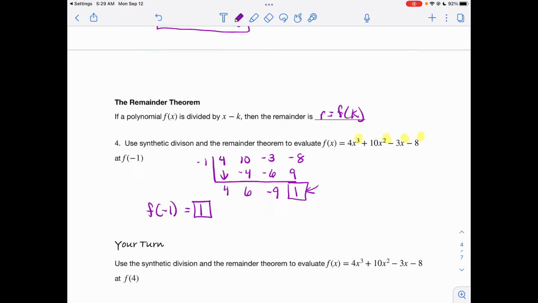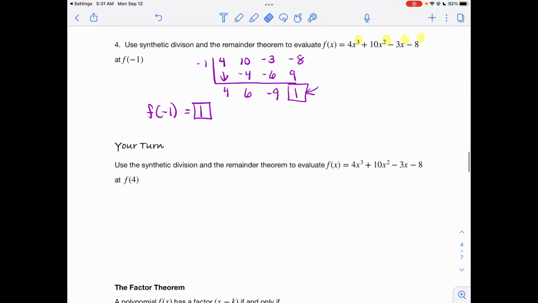And then you can also check this by doing what we learned last unit, just replace every x with negative 1, simplify it down and see what you get, and you'll find out that you get the same. But often the synthetic division is a lot easier to work with. So I want you to try this next one using synthetic division and the remainder theorem.